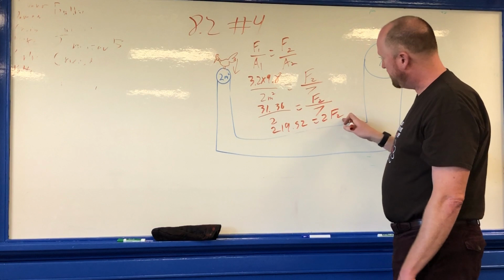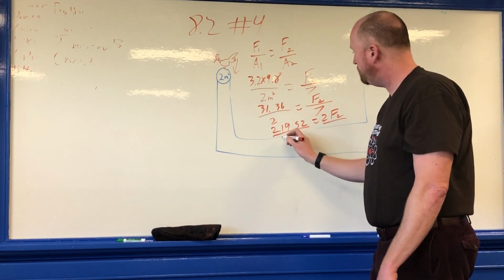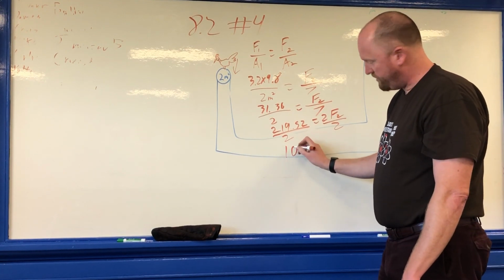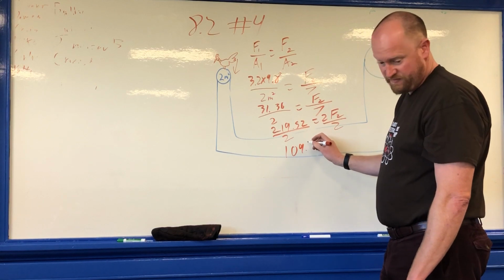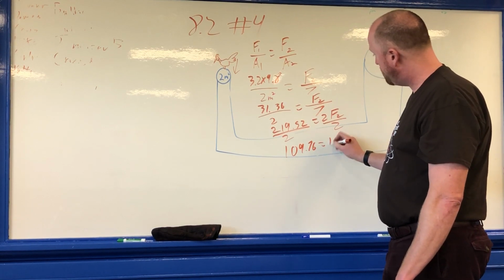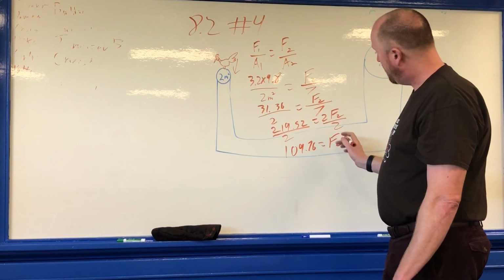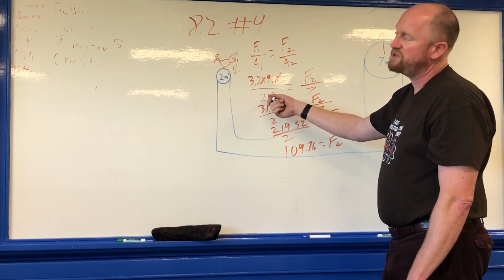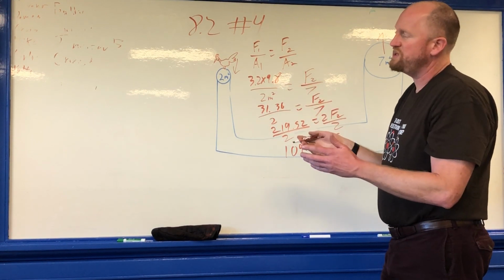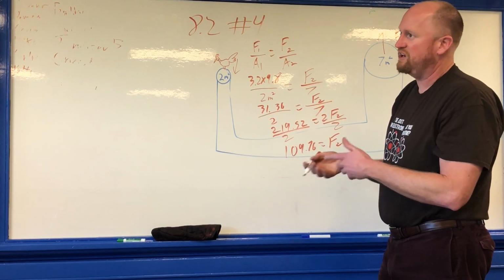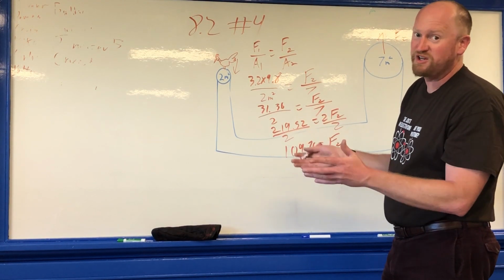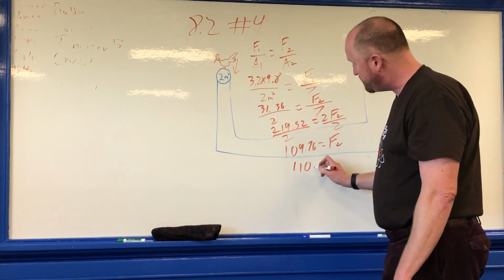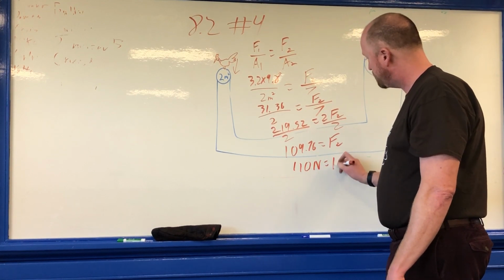To get F2 by itself, you divide both sides by 2, and you end up with 109.76 is equal to F2. And we're going to round that to 2 sig figs. Let's just pretend that's the size of the cylinder, something where they couldn't measure any more precisely. So I'm just going to leave it as 2 sig figs. So that'd be 110 newtons is equal to F2.